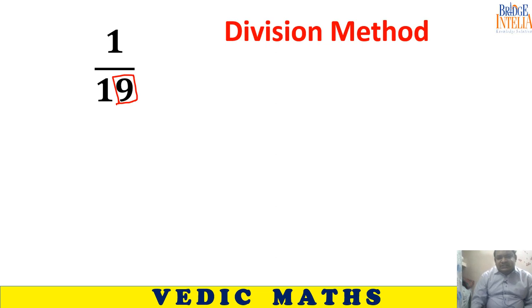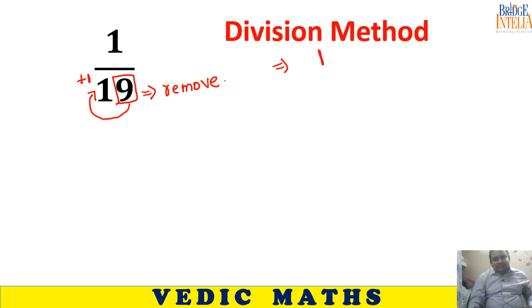So let us understand the short trick. You remove this 9. After removing this 9, whatever is written before 9, you add 1 to that. That means increase the value of the number written before 9 by 1. So we have to do two things: remove 9, and increase the value of the number before it by 1. So 1 by 19 can be rewritten as 1 by 2. Why 2? Because you have removed 9, so 9 is gone and 1 you have increased by 1. So 1 plus 1 became 2.